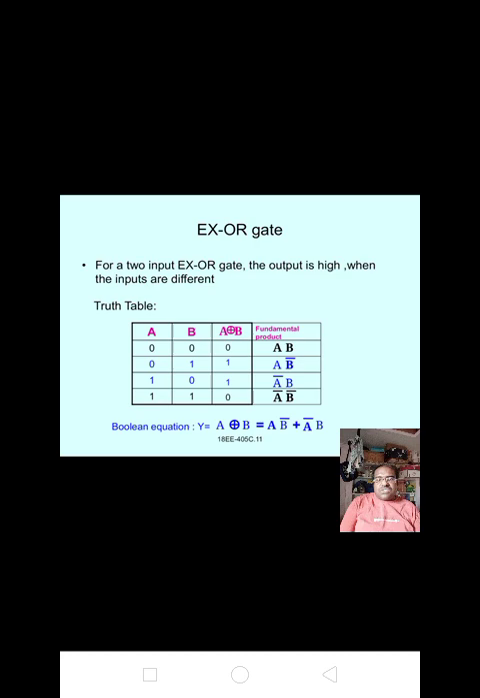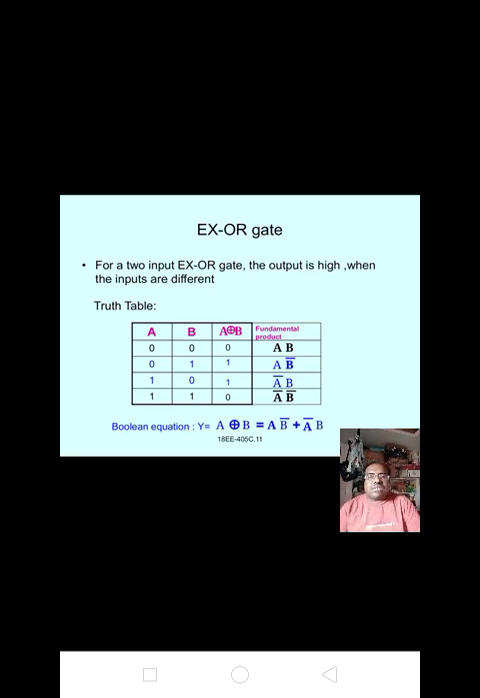A truth table for the XOR gate is also given. For input 0, 0, the output is 0. The fundamental product for input 0, 0 is AB. For 0, 1, the output is 1, and the fundamental product is A B bar. For input 1, 0, we get the output 1, and the fundamental product is A bar B. For input 1, 1, we get the output 0, and the fundamental product is A bar B bar. The Boolean equation for the XOR gate is Y equal to A XOR B equal to A B bar plus A bar B.